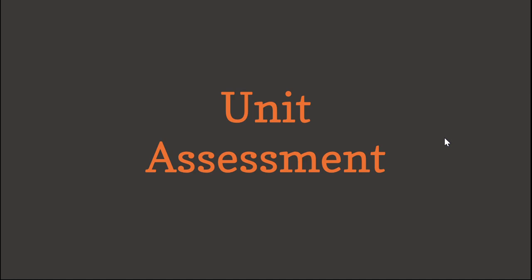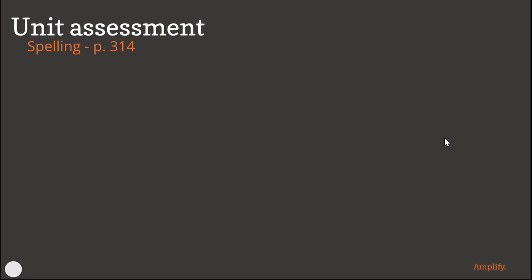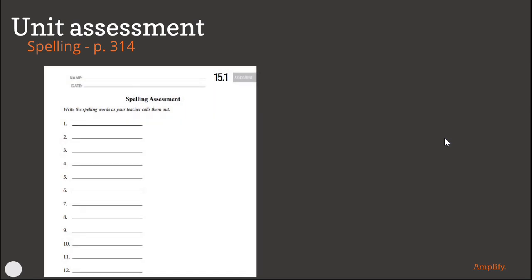Now let's make some connections to the unit assessment. The unit assessment is split into 2 parts, both to be completed on the same day. The first part is the spelling assessment. Students will use activity book page 15.1 to spell the words as you read them aloud.